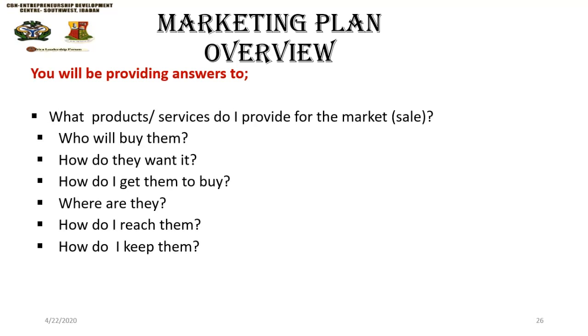Remember, when we are defining marketing, we define marketing as a discipline that first identifies what customers need. So what products do you produce? You go ahead to find out who is going to be the buyer, who are going to be your customers. Everybody cannot be your customer. And we're going to be looking at more details when we come to market segmentation. How do they want it?